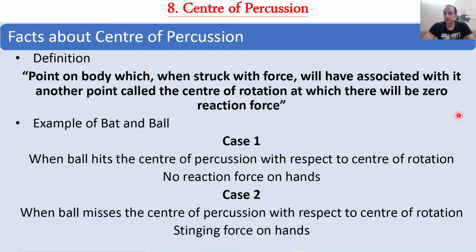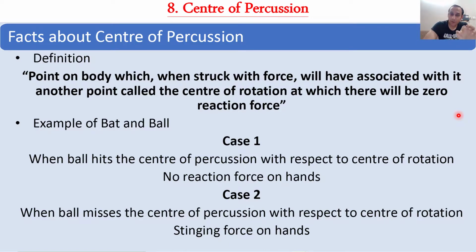Now, let's say we have a body, a bat, and we are going to face a ball bowled by a very fast bowler. It means the ball is going to come with a lot of force. So when the batsman holds the bat, that basically marks the center of rotation, because from that point he is going to rotate the bat so that he can hit the ball.